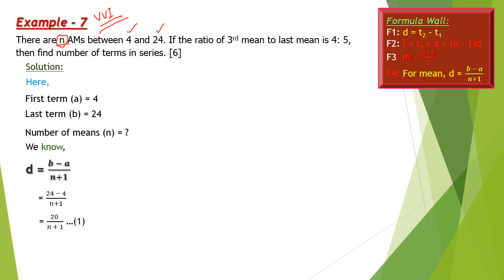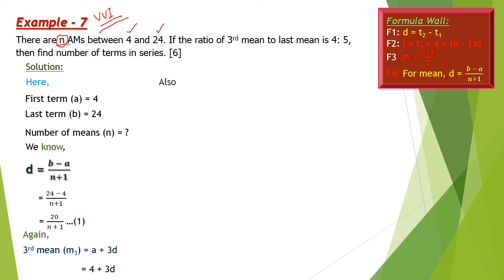Now let's move to the third mean. The third mean, that is M3, equals A plus 3D. Now we have the value of A, so we can substitute it: 4 plus 3D. Now don't make the mistake of substituting the value of D here. You will be able to get your answer, but the calculation will be complicated, it will be difficult, and there will be a chance of making mistakes also. So no need to substitute the value of D right now.